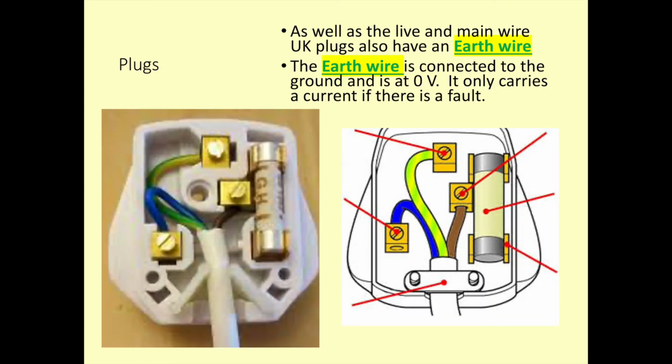In our plugs, as well as the live and neutral wire, we also have an earth wire in some appliances. Now, this earth wire is connected to the ground and would normally be at 0 volts, as it only carries a current if there is a fault. What I'd like you to do is to label this diagram. So things to label are the fuse, the live wire, the earth wire, the neutral wire, the cable grip.